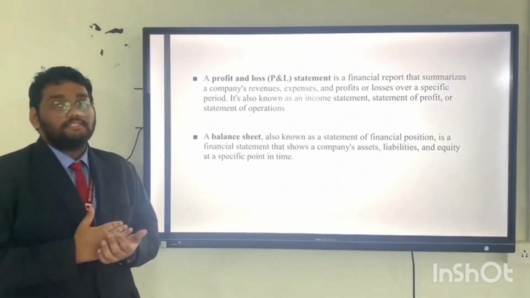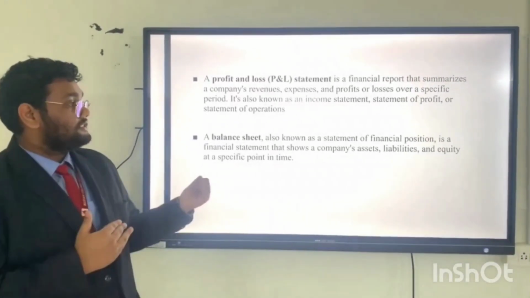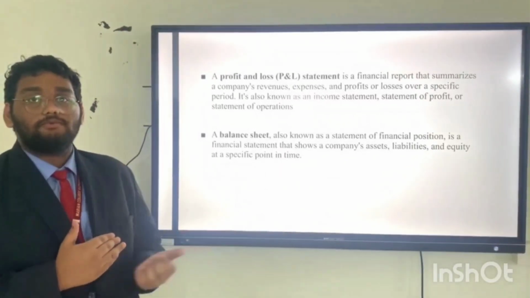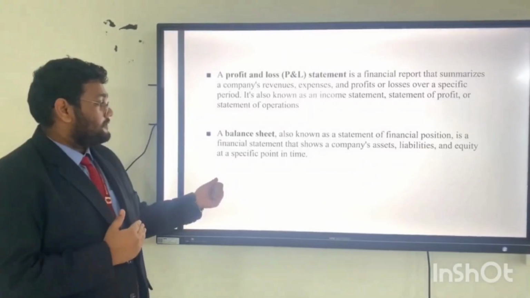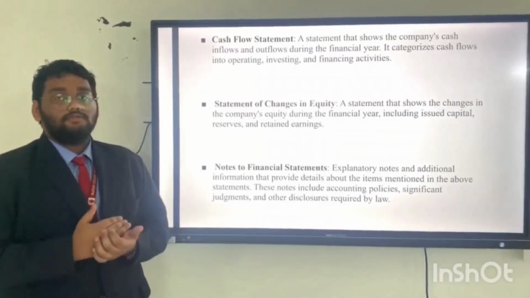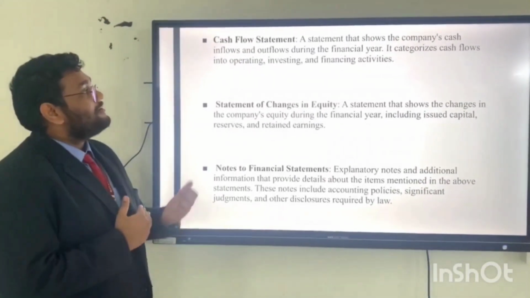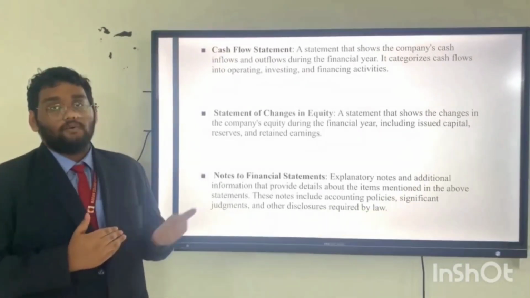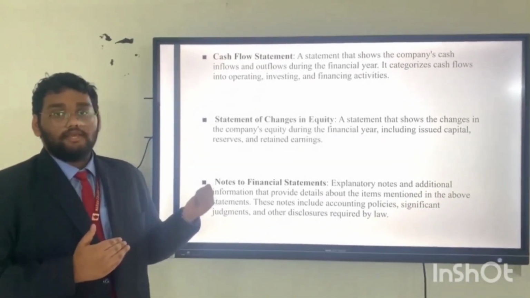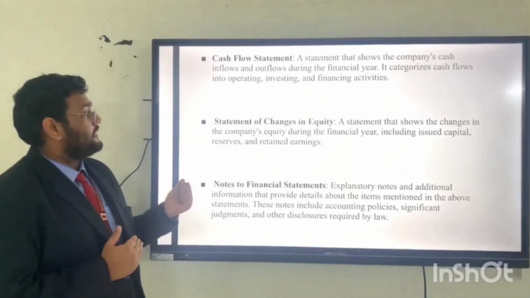The next one is balance sheet. A balance sheet is known as the financial statement that shows the financial position of a company. It shows the company's assets and liabilities at a specific point of time. The next one is cash flow statement. A cash flow statement is a statement which shows the company's cash inflows and outflows. It also includes cash equivalents. It is divided into mainly three heads: operating, investing, and financing activities.